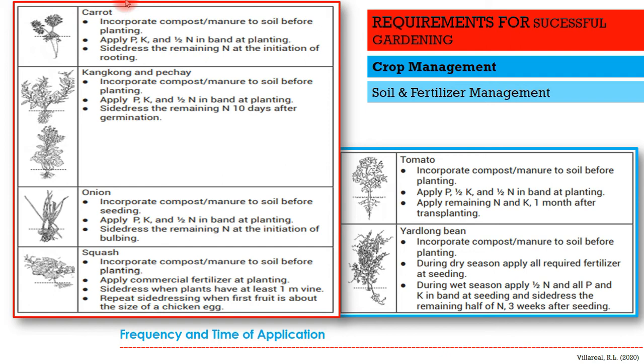We have also for kangkong and pechay, for onion, for squash, for tomato, and for yard long bean.